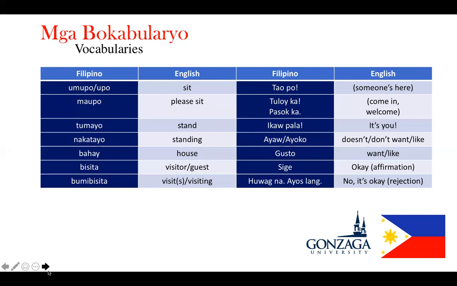Okay? And let's say the person recognized you. So he or she opens the door. Your expression now, if you want that person to come in, is tuloy ka or pasok ka. Okay? Tuloy ka or pasok ka. You come in, tuloy means enter. You come in or you enter, pasok ka, pasok is also enter. So you say you enter. Okay, pasok ka or tuloy ka. So you have two options to use.